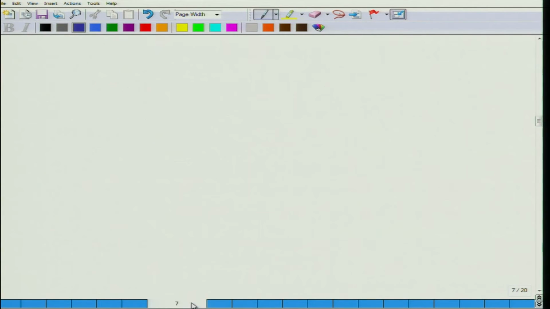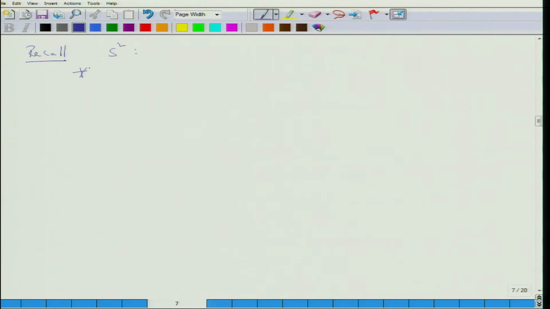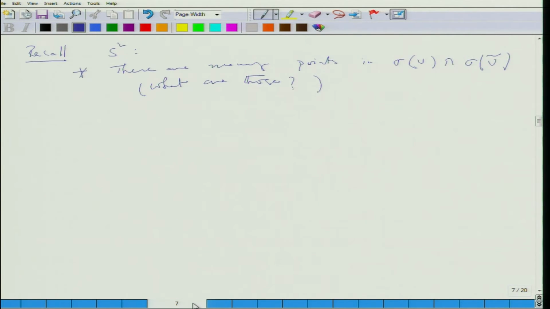Now, as we have seen in the case of the sphere, we need more than one surface patch to cover the entire sphere. For example, recall S2. I need more than one surface patch, and here there are many points, so I put an exercise there. What are the points which are in the intersection? You will see there are many points.